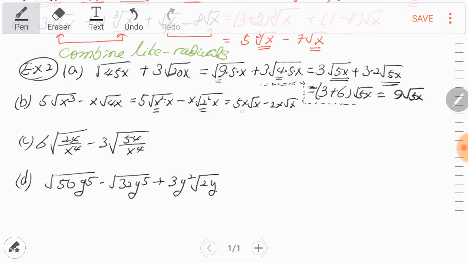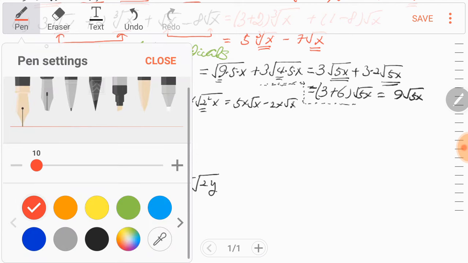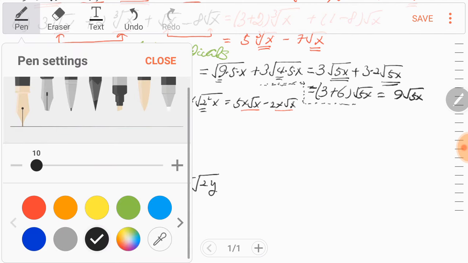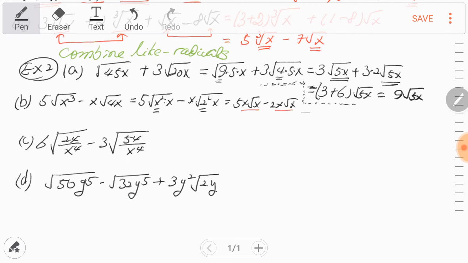Now as you can see here, these two terms have x square root of x. So why don't we factor out this x square root of x? Because they are common factors, and these two are the like radicals. So what we can do is add up what? 5 and negative 2, so that is 5 minus 2.